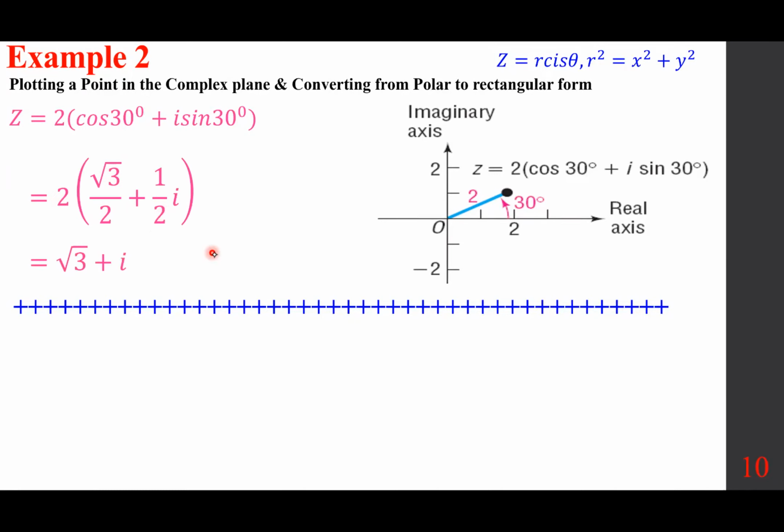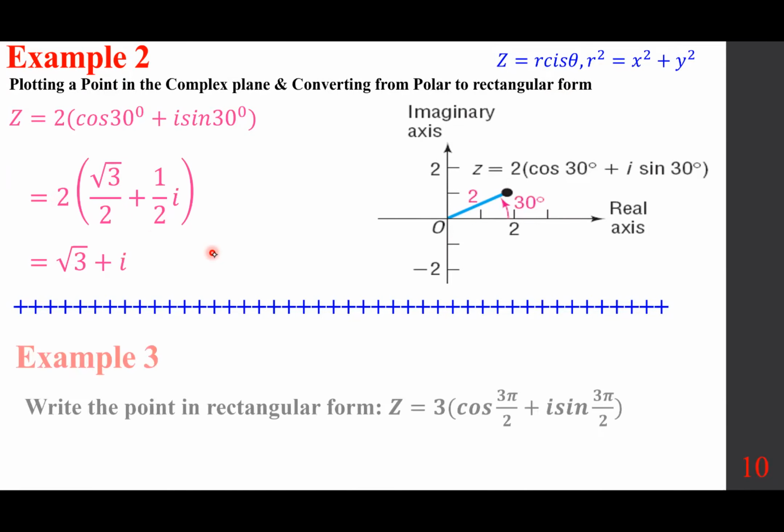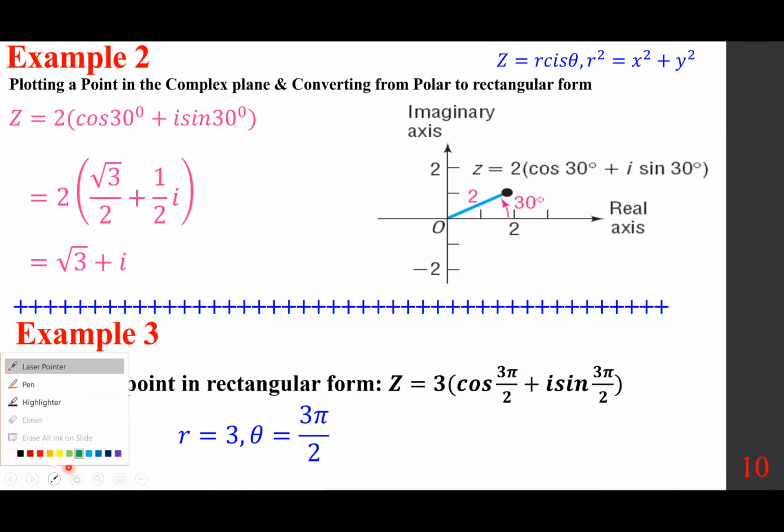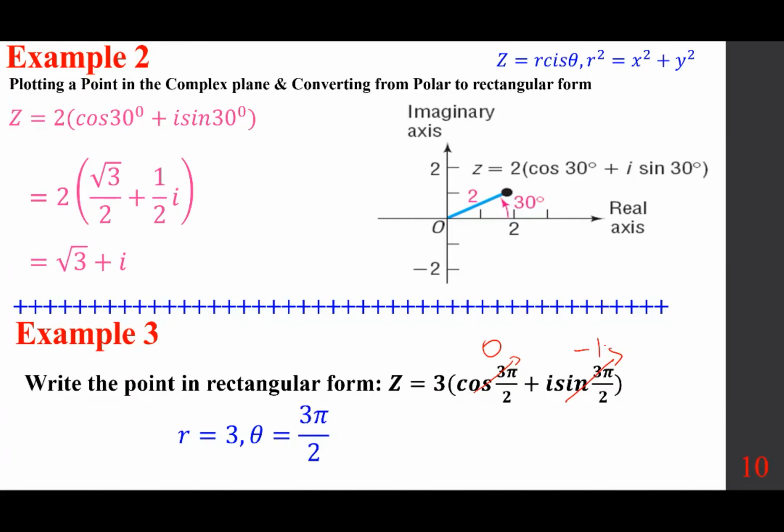Of a complex number. z equals 3 times cosine of 3π/2 plus I sine of 3π/2. Obviously, you have to just evaluate this. r is the number 3 and theta is 3π/2. And as you know, cosine of 3π/2 is 0. Sine is negative 1. So 3 times I times negative 1 gives us negative 3I as the final answer.